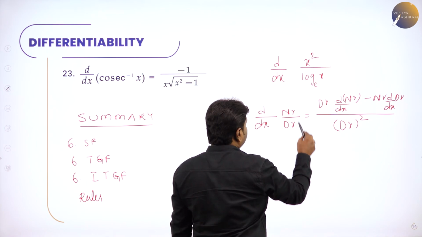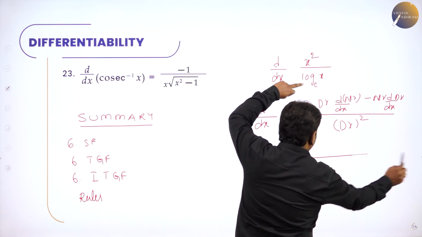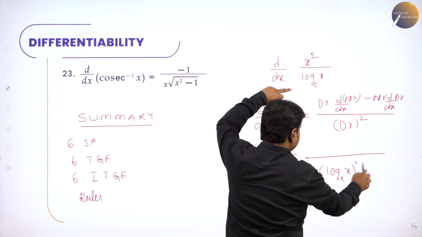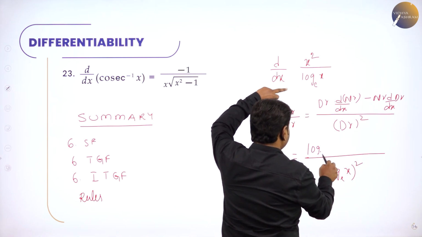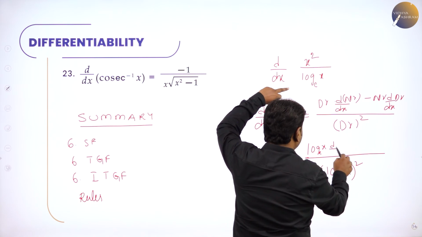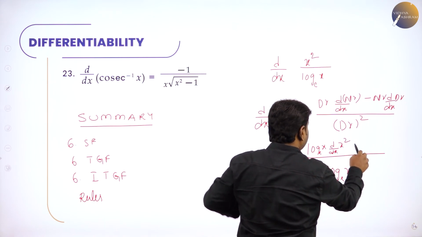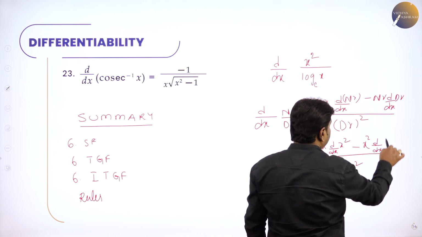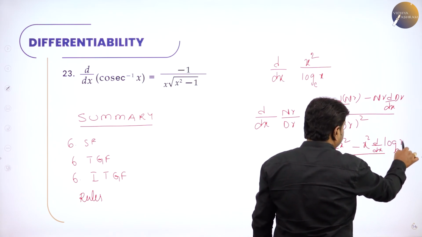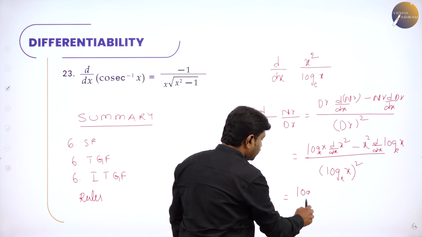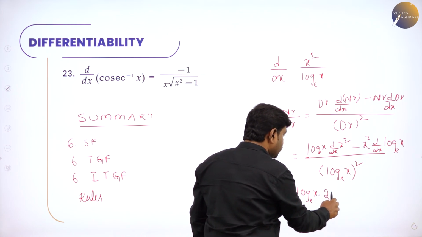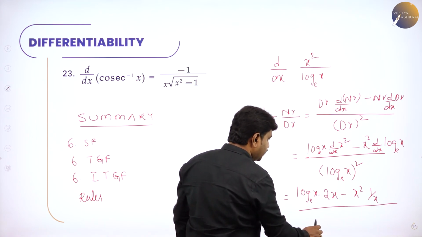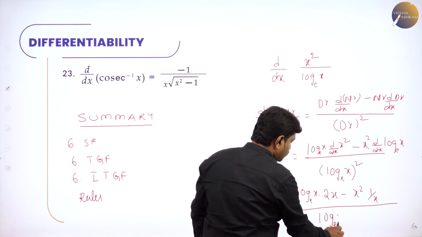So if you apply this here, we have the denominator as log x, so in the denominator, log x the whole square; in the numerator, log x into the derivative of the numerator. What is the derivative of the numerator? x square, minus numerator into derivative of denominator. Simplify this now. If you simplify, you'll get log x into derivative of x square, which is 2x, minus x square into derivative of log x, which is 1 by x, divided by log x the whole square.